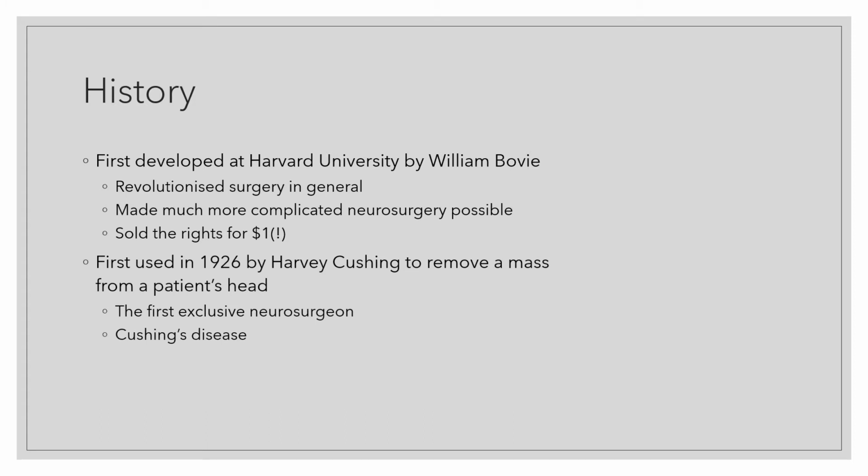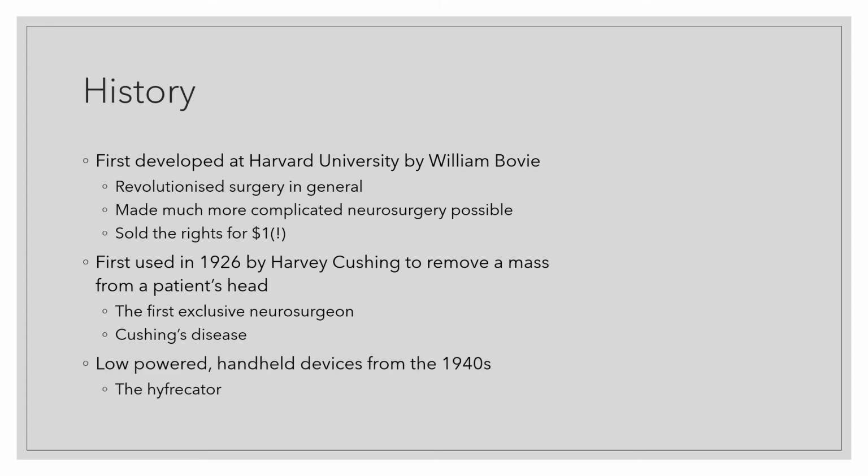It was first used in 1926 by Harvey Cushing, who is referred to as the father of modern neurosurgery, to remove a mass from a patient's head. Cushing himself was the first exclusive neurosurgeon, and his name is still attached to Cushing's disease.